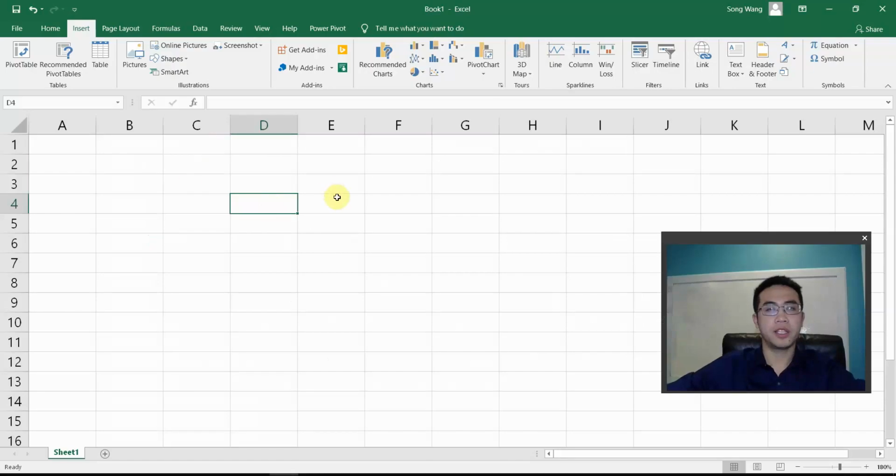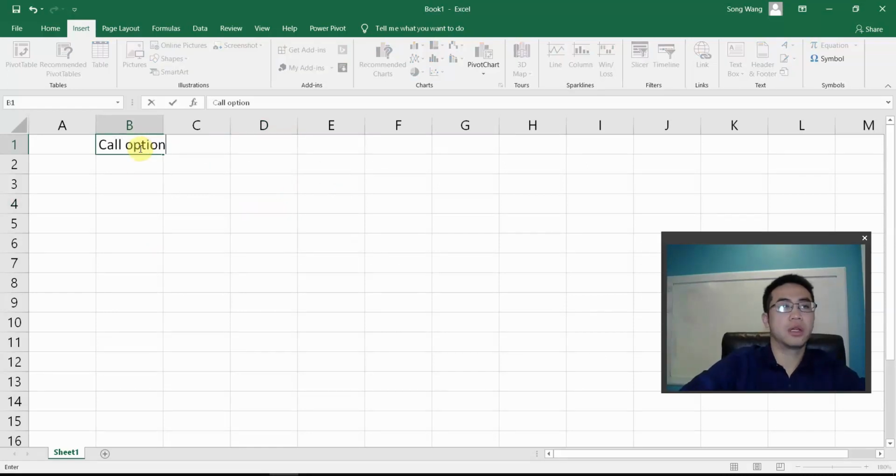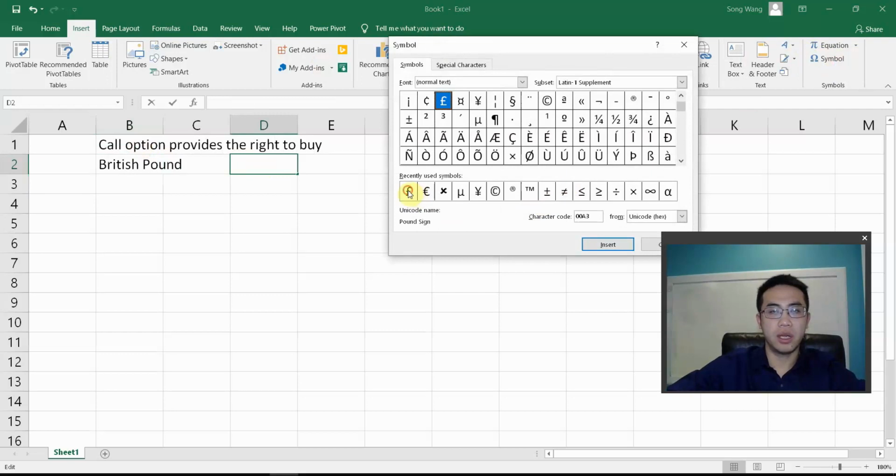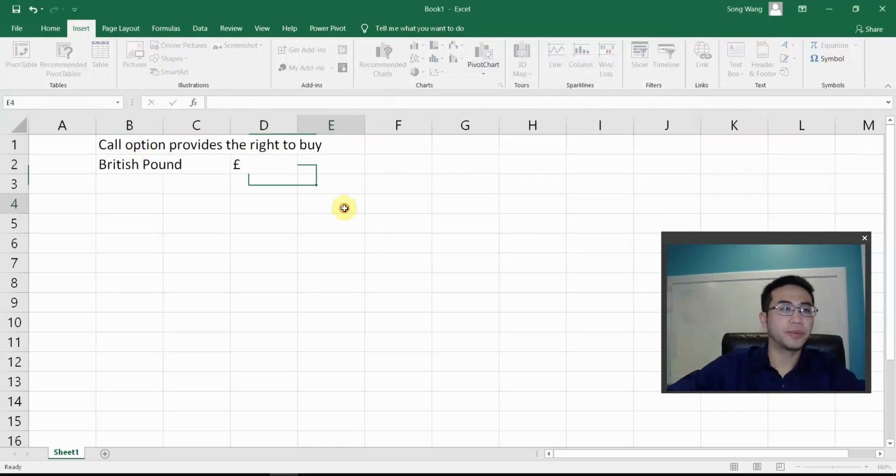Here, I open up an Excel file. I'll try to show you how the option works. Here we have a call option. You should know that a call option provides the right to buy, and our underlying asset is the British pound. The symbol you can get from Insert Symbol, and it's right here. That's the sign of the British pound.